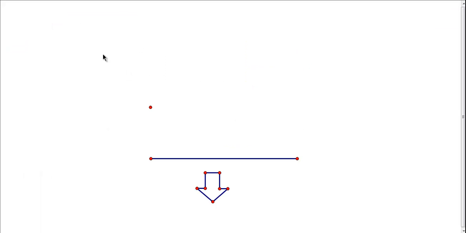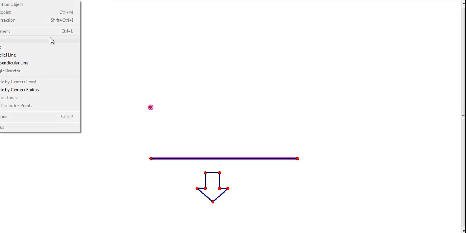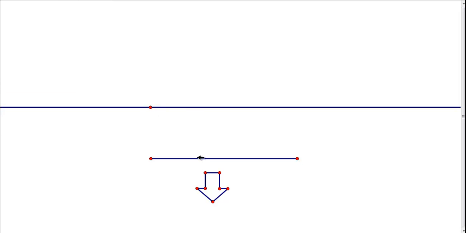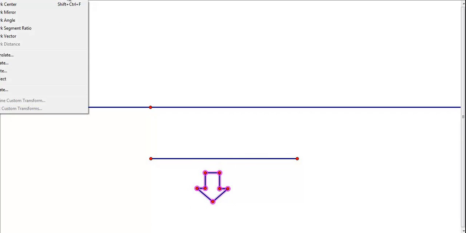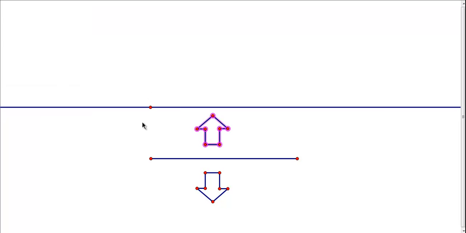I want to look at one other scenario here. What if I reflect over two lines, but they don't intersect? What if they're parallel to each other? So what if I have these two parallel lines that I reflect over? If I take this arrow and I reflect it over that line, it's going to land directly upside down. Okay, so there's my image.